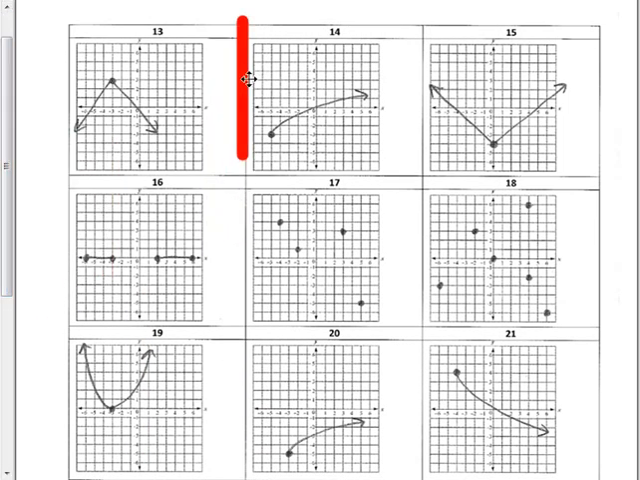Well, when I go to number 14 though, it's a little bit different. I find the start of my graph and it starts here at -5. Then it goes and goes and goes, and all the way to the right it goes on forever. So I need to have a way to write that. So it starts at -5 and goes on forever.